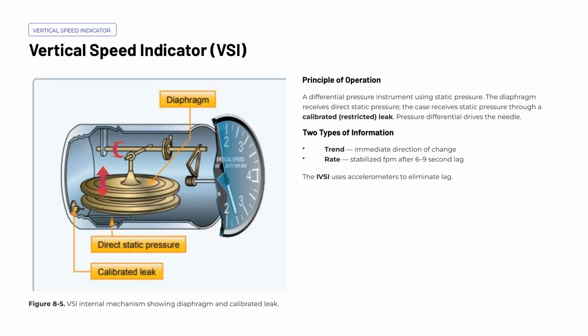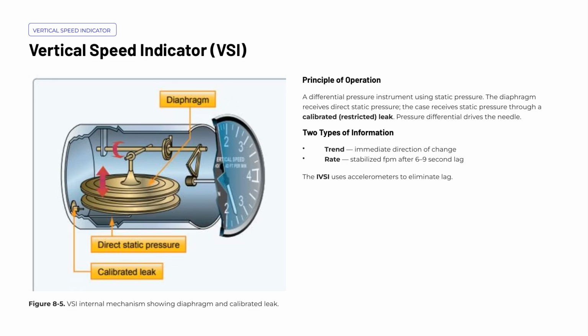Inside the instrument, static pressure is routed directly into a diaphragm, while the outer case receives that same static pressure but through a calibrated restricted leak. When the aircraft climbs or descends, the pressure inside the diaphragm changes immediately, but the case pressure lags behind due to that restriction. This pressure differential causes the needle to deflect, indicating vertical movement.